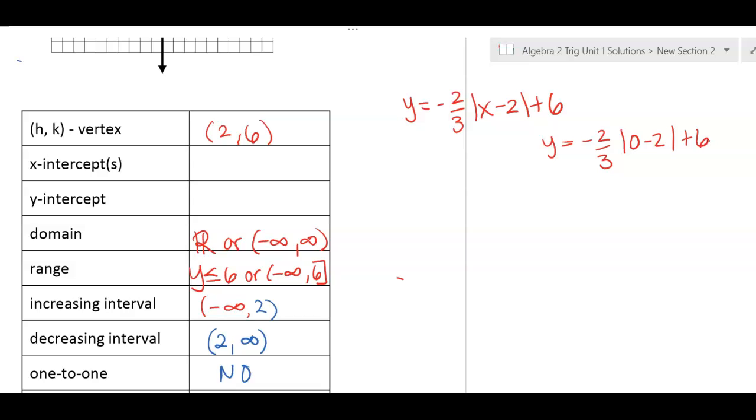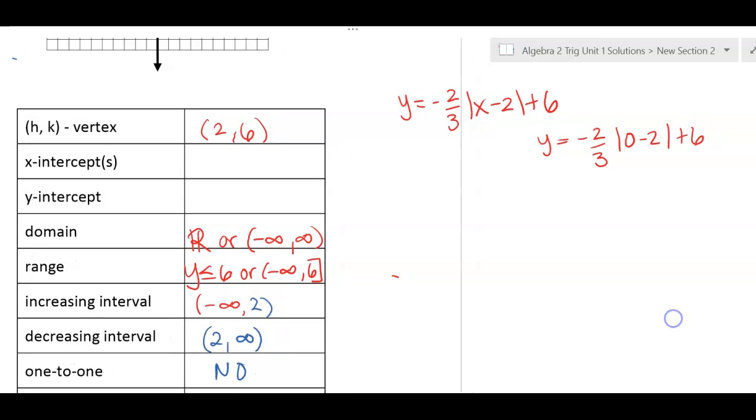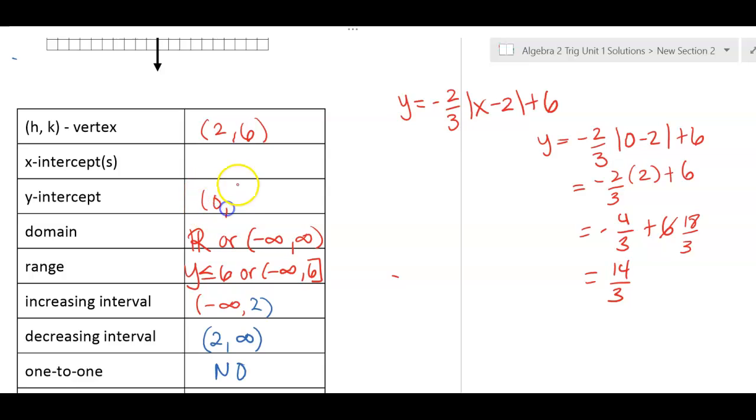So 0 minus 2 is -2. But the absolute value of that is actually +2. Then I multiply it by -2/3. And I add that to 6. Okay? And I would want common denominators to do that. So I would think of 6 as 18 over 3. And I'd get 14 over 3. So my y-intercept is 14 over 3 or 4 2/3. Okay? And that should make sense with what you have on your graph.